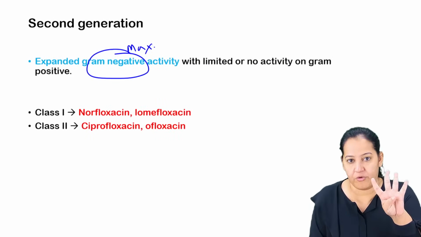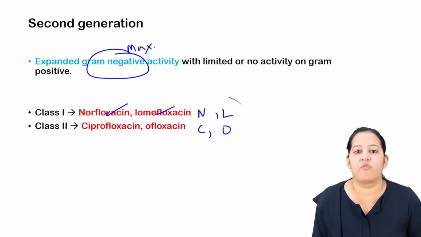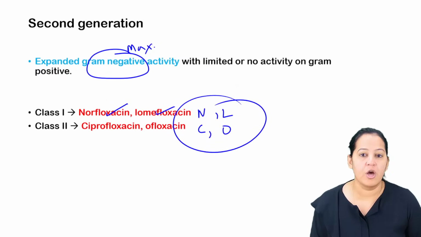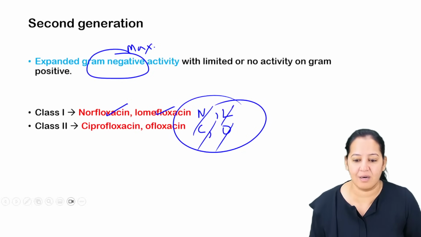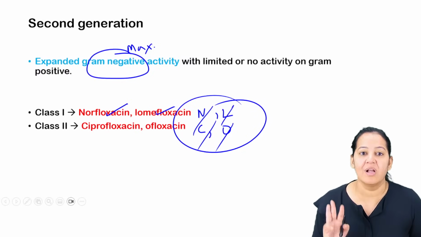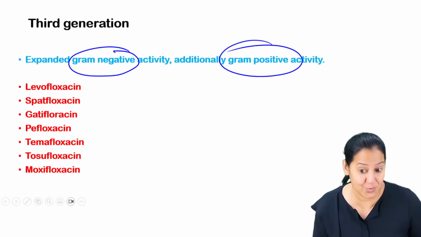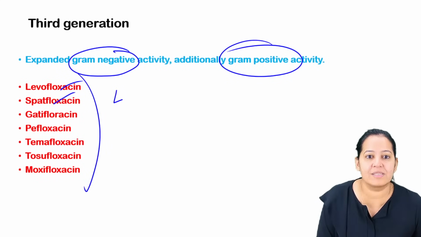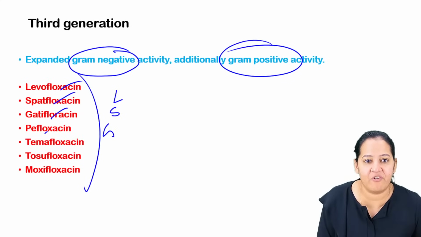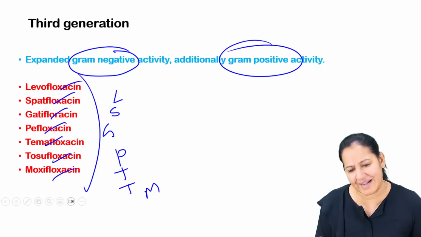So here we have 4 drugs: Norflox, Lomeflox, Ciproflox, and Oflox. You can make some mnemonic and learn. So these are the 4 drugs in the second generation. The third generation, along with gram-negative, covers gram-positive also. So these are the better ones, you can say. Here we have 7-8 drugs: Levoflox, Sparflox, Getiflox, Pflox, Tamiflox, Tosuflox, and Moxiflox. Make some mnemonic and learn, or at least read the names.